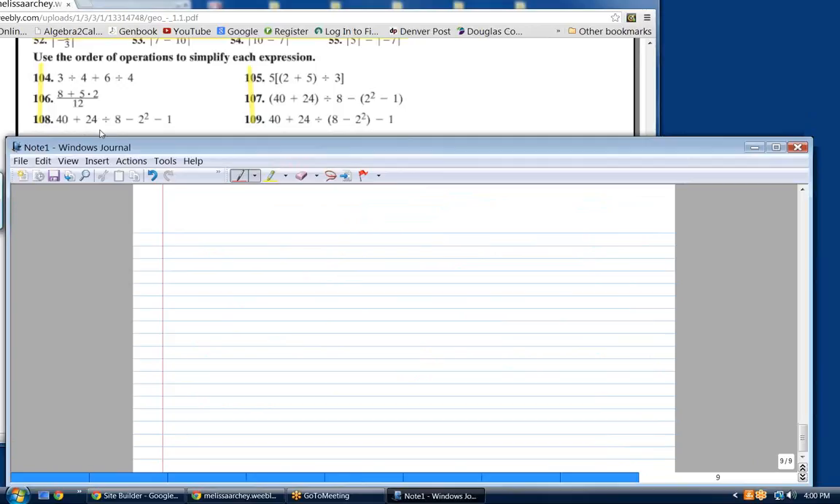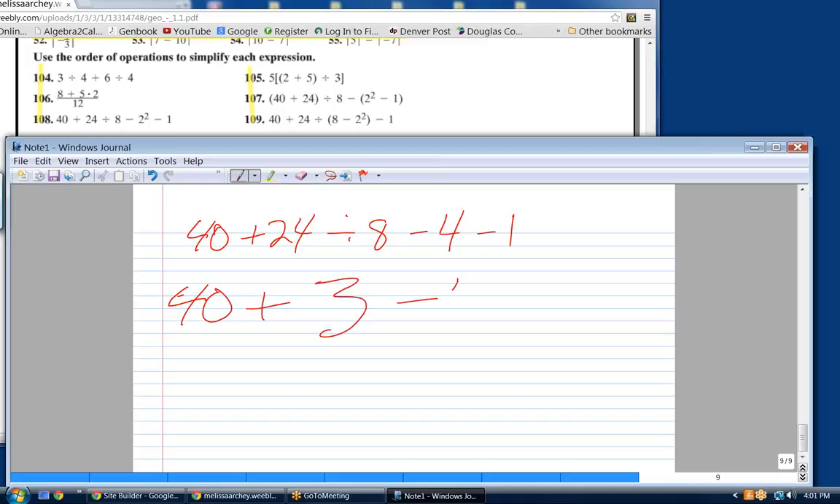So on 108, what am I going to do first? The exponent. Yeah, exponential. So let me write it up to that. Minus 2 squared, which is 4, minus 1. And then you're doing 24 divided by 8. Okay, so now it's 40 plus 3 minus 4 minus 1. And then it's 43 minus 4, so 38 is your answer. Okay. Now you are good with math. That's a good talent to have.